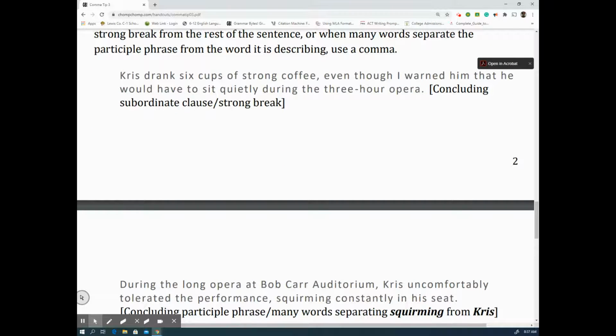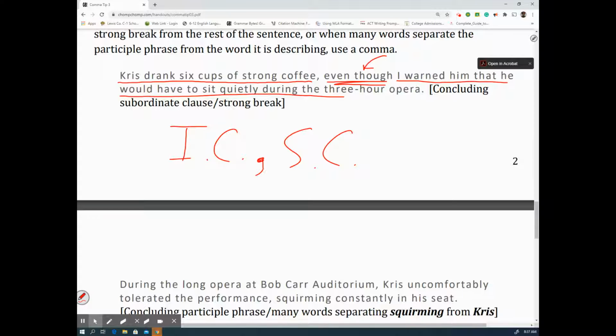Okay, so we have, "Chris drank 6 cups of strong coffee, even though I warned him that he would have to sit quietly during the 3-hour opera." Again, what my structure is here: Chris drank 6 cups of strong coffee, which is an independent clause. And then I follow that up with the subordinate clause. So here's a clause: I warned him that he would have to sit, but they stuck the words even though here, which is a subordinate conjunction, right? Making this a subordinate clause. Typically speaking, we don't need a comma here.